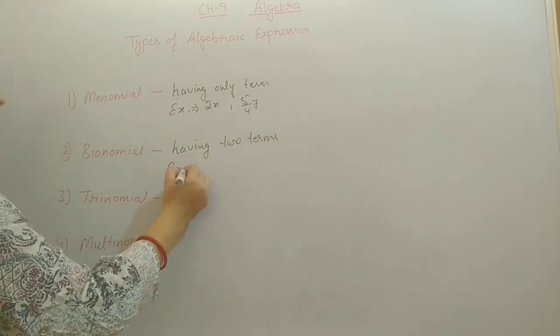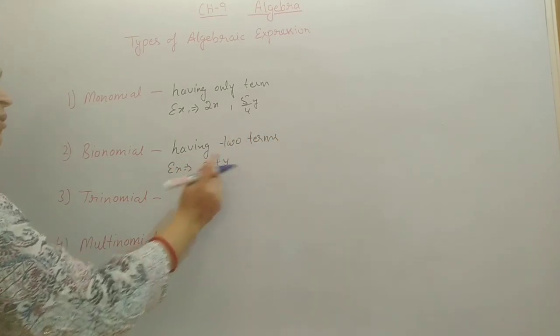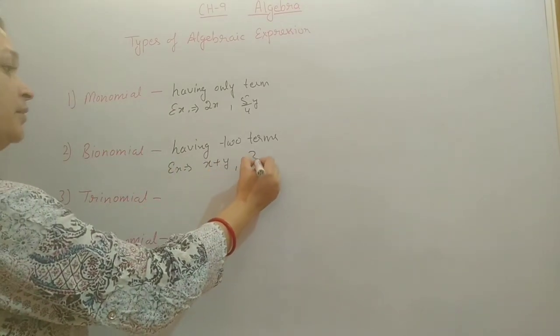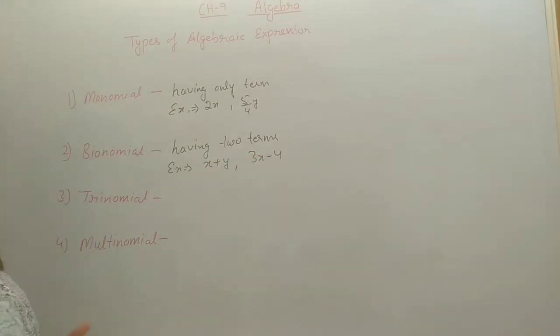For example, x plus y, two terms are there. 3x minus 4, here also we have two terms. These types of examples will come under binomial.